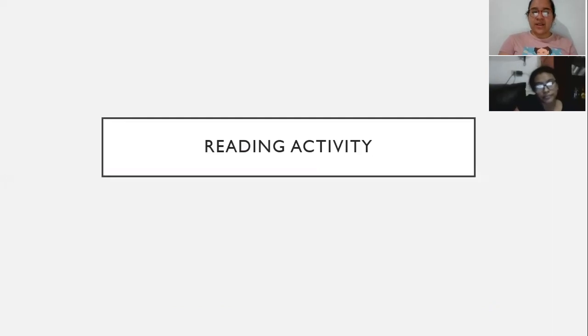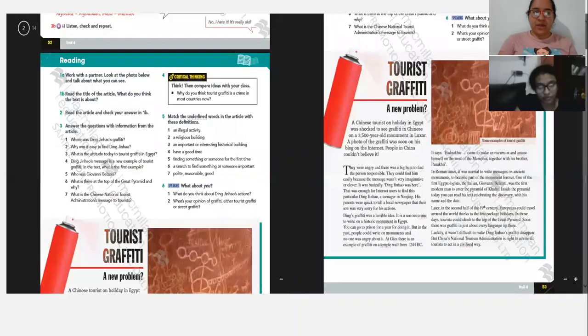The second activity that we are going to analyze is the reading activity. The activity that we have here is really easy to understand. I think it's really practical for the students because the instructions are very clear. Firstly, the students need to work in pairs, and then according to the instructions, they need to first read the article and then answer the questions.